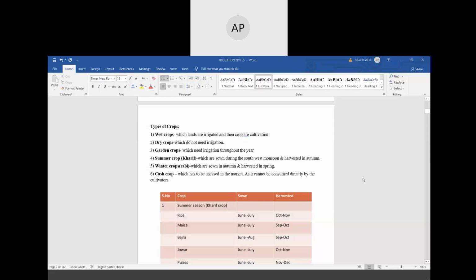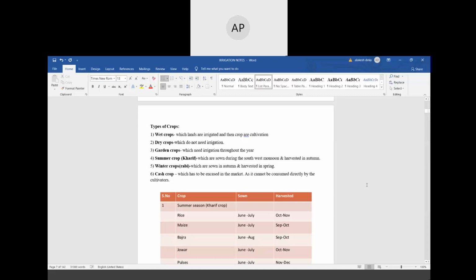In last class, what did we discuss? We have discussed about irrigation. What is irrigation? Advantages, some merits, demerits, ill effects. What are the needs of irrigation? All that we have studied, isn't it?